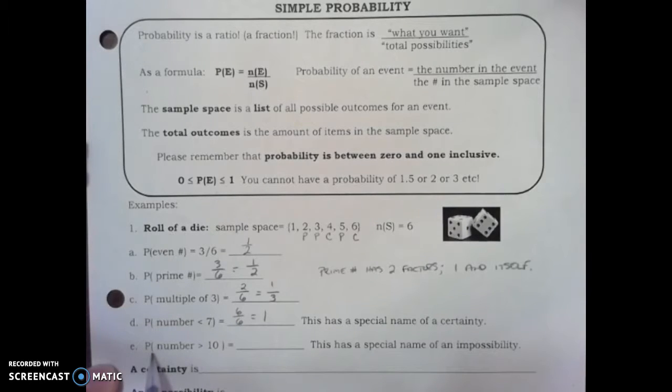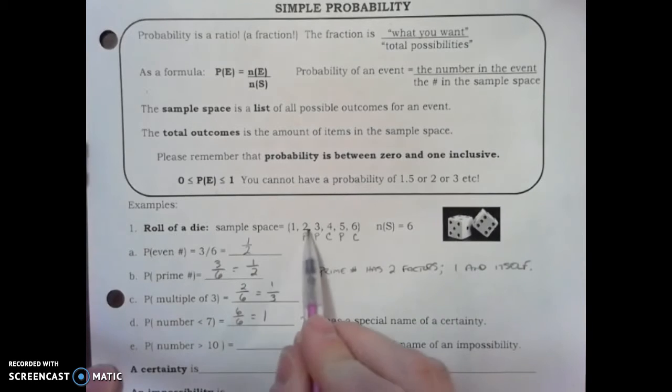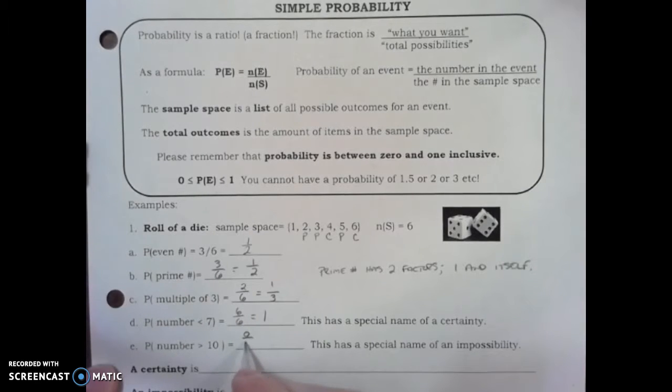In part E, they want to know what's the probability of getting a number that's greater than 10. Well, if you look at all your numbers here, none of them are bigger than 10, so that's 0 out of 6, which is equal to 0, and this also has a special name, which is called an impossibility.